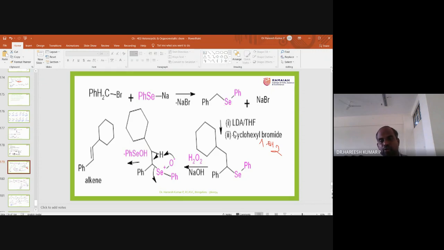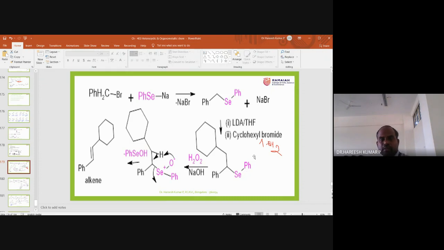So what is the change now? LDA is also the same. It's a base. It captures a proton here and forms an anion. And this anion reacts with cyclohexyl methyl bromide. So compared to the previous one, the difference is here. After the formation of the anion, the electrophile is different. In the previous one, ethyl bromide is the electrophile, but here cyclohexyl methyl bromide is the electrophile.